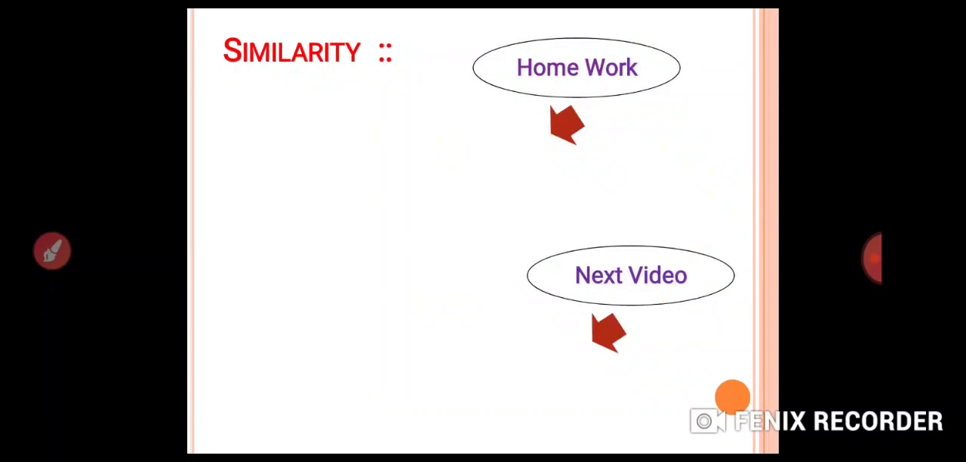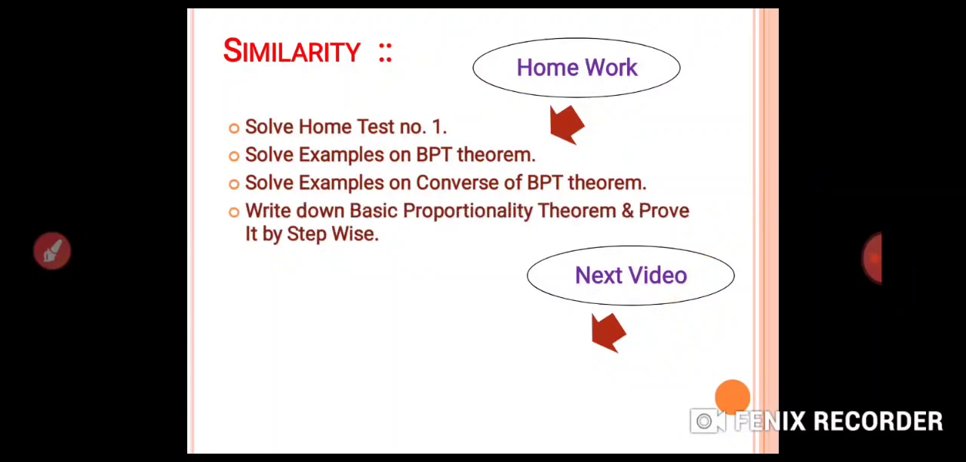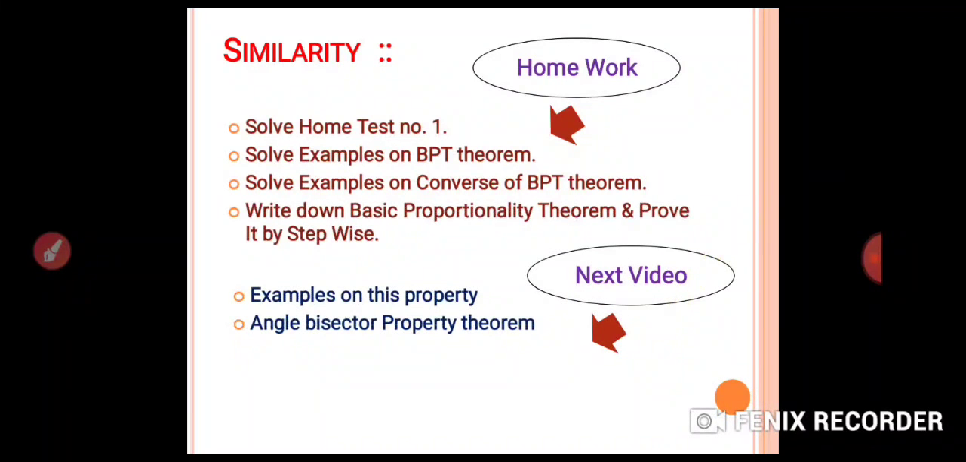So, students, today's homework is: solve home test number 1, solve examples on BPT theorem, solve examples on converse of BPT theorem, and write down the basic proportionality theorem and prove it stepwise. In our next video, we study examples on this property BPT, the angle bisector property theorem, and examples on it.